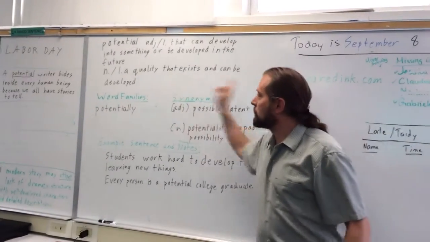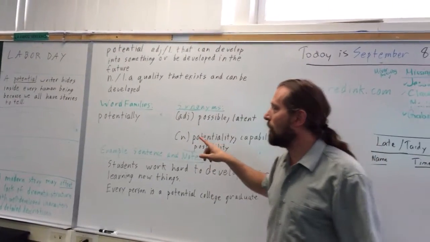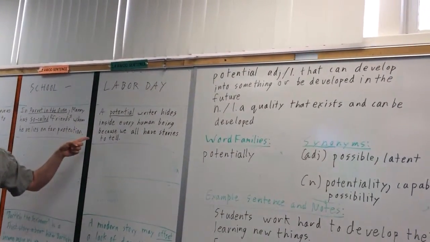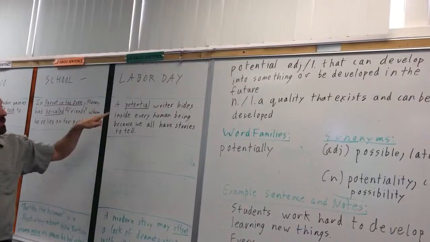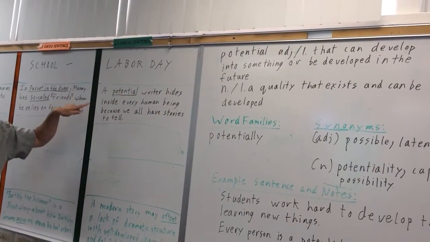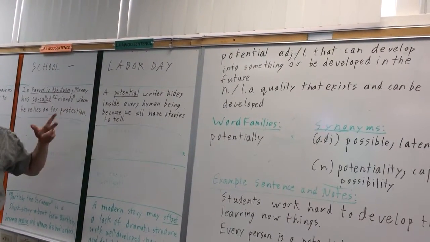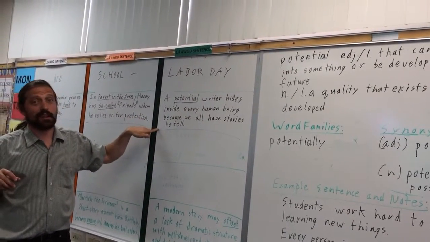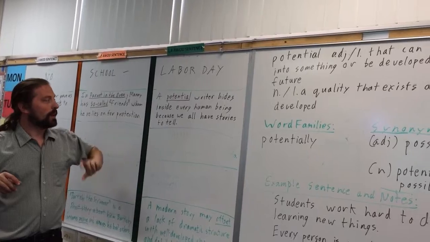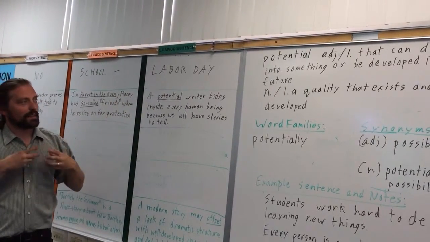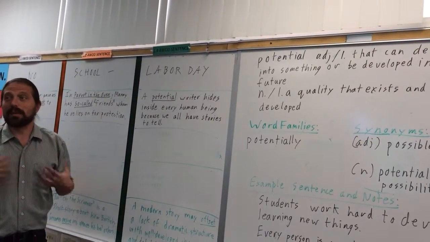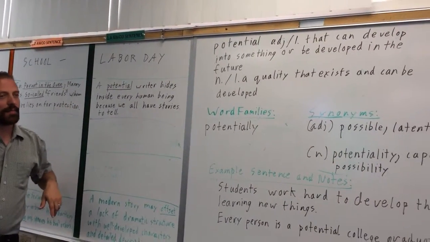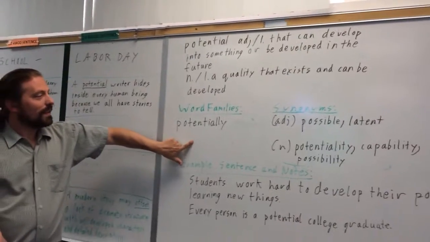Word families. So let's talk about the sentence over here. This is with the adjective. So, a potential writer hides inside every human being. Not literally, but in a sense, we all could be a writer because we all have stories to tell. So we could all become writers. We have that inside us and we can develop it and become writers because everyone has a story. That's the idea of that sentence. All right, and then word families.